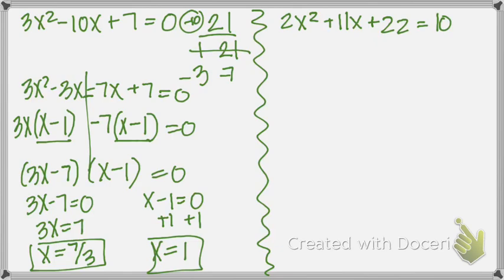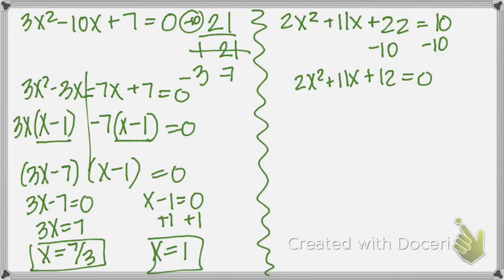On the next one, what did I have to do first? Set it equal to 0. So minus 10 from both sides. You get 2x squared plus 11x plus 12 equals 0. Do we have a GCF? No. So what do I do now?